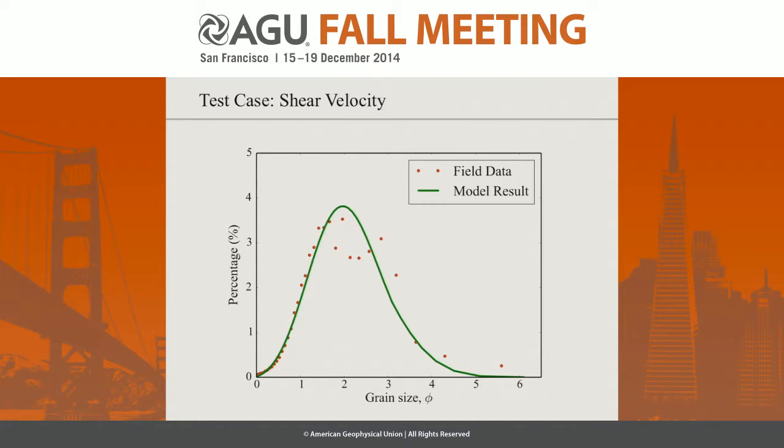So now let's talk about the idealized test case about shear velocity. This figure here shows how the TsuSpeedv1 model reconstructs the sediment grain size distribution for an entire tsunami deposit. The green line here is the model result. The red point here is the field data. Generally speaking, the model result fits well with field data.